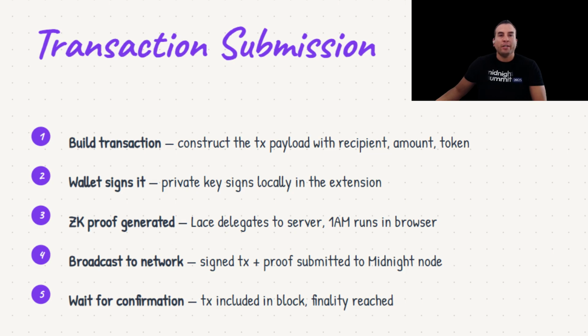Step 4. The signed transaction plus proof are broadcast to a Midnight node. Step 5. Wait for the transaction to be included in a block and finality to be reached. Your DApp code is the same regardless of which wallet handles step 3. The connected API abstracts the proof generation entirely.